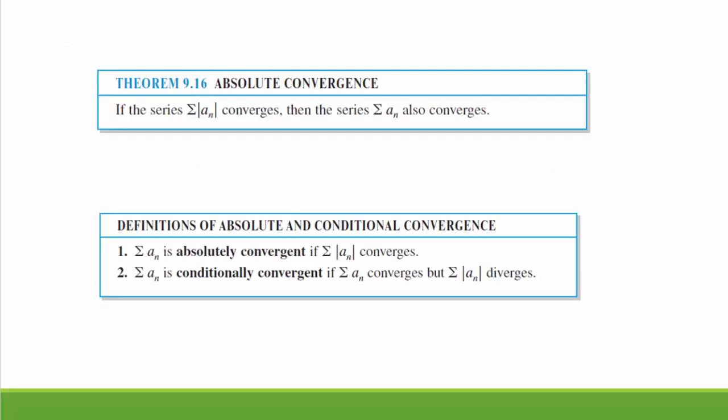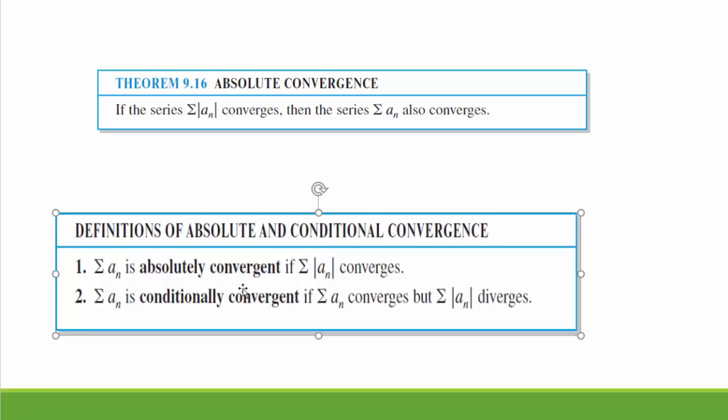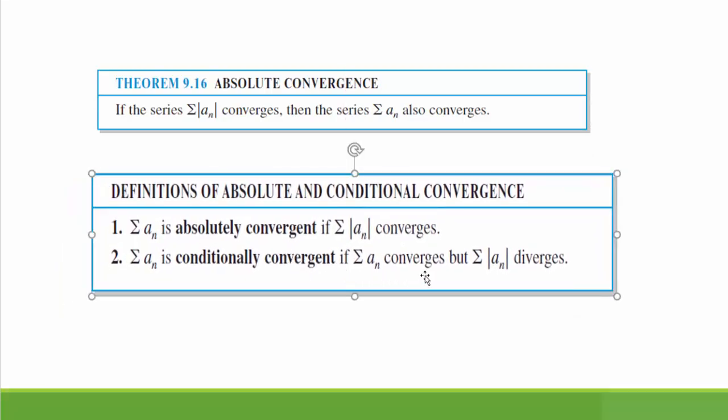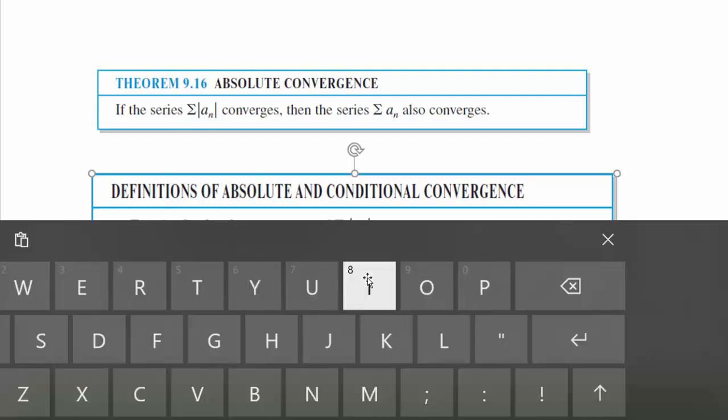So, absolute convergence. We can say a series is absolutely convergent if the absolute value of the series also converges. So therefore, the regular series is going to converge. So really, this is the big thing you want to keep in mind. You're absolutely convergent if your absolute value series converges. You're conditionally convergent if your absolute value diverges, but your regular one converges.